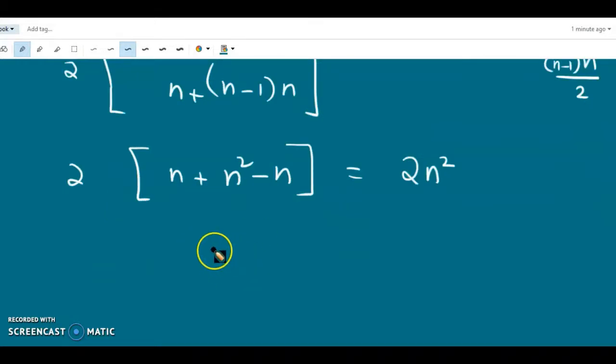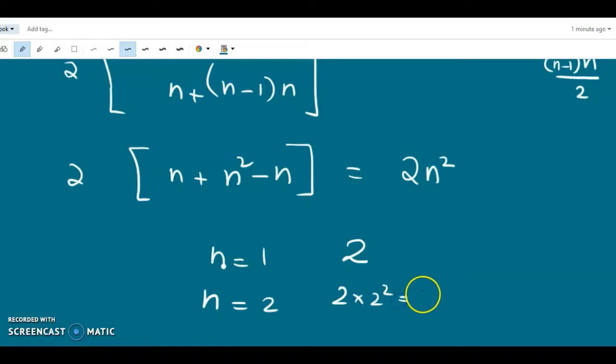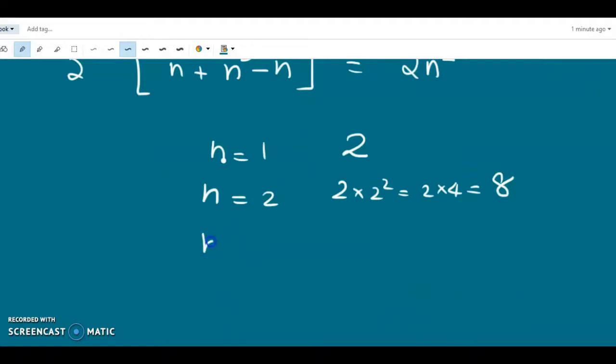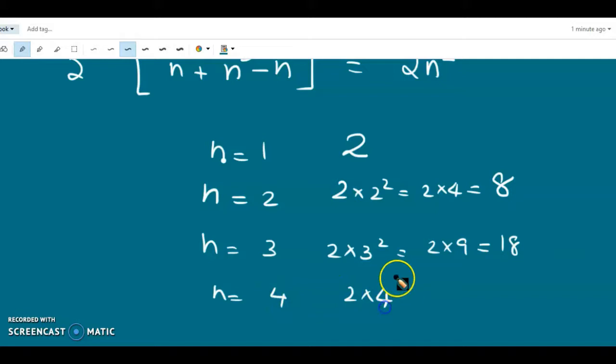So 2n square ആവുമ്പോൾ n1 ആവുമ്പോൾ 2 into 1 square. Degree of degeneracy is 2. n2 ആവുമ്പോൾ 2 into 2 square, അതായത് 2 into 4, 8 വരും. അത് നമ്മൾ ഓൾറെഡി കണ്ടു. n equal to 2ന് ഡിഗ്രി ഓഫ് ഡീജനറസി 8 ആണ്. അതുപോലെ n equal to 3 ആവുമ്പോൾ 2 into 3 square, 2 into 9 which is 18. അതുപോലെ n4 ആവുമ്പോൾ 2 into 4 square ആയിരിക്കണം വരുന്നത്.